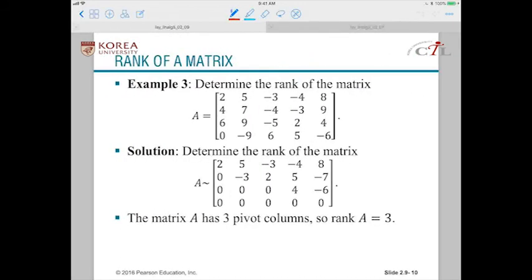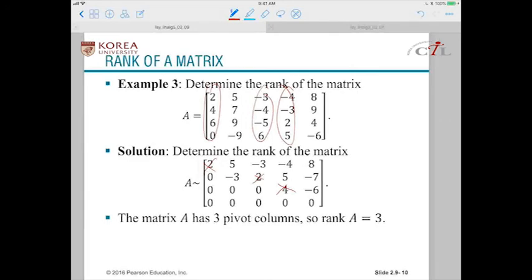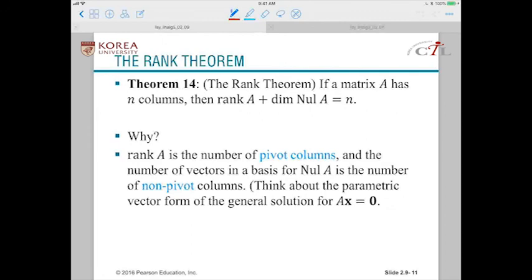In terms of the rank, I already discussed this. In this echelon form, we have three basic variables or pivots, right? So here the dimension will be 3, which means these three columns are the only linearly independent vectors that span our column space of A. And then there is something called the rank theorem.